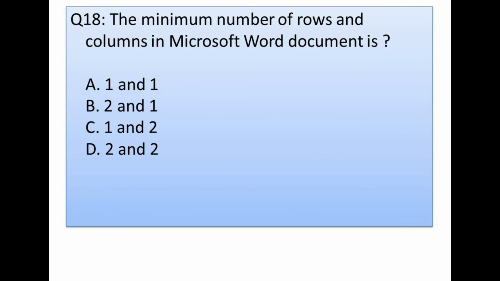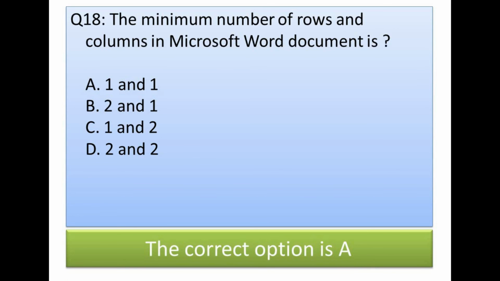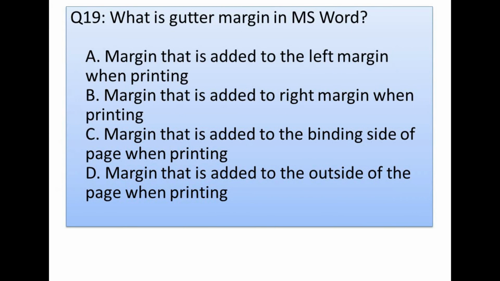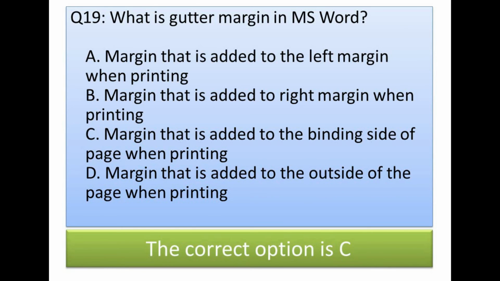The minimum number of rows and columns in Microsoft Word document is 1 and 1, 2 and 1, 1 and 2, 2 and 2. Correct option is A. What is gutter margin in MS Word? Margin that is added to the left margin when printing, margin that is added to the right margin when printing, margin that is added to the binding side of page when printing, margin that is added to the outside of the page when printing. So the correct option is C.